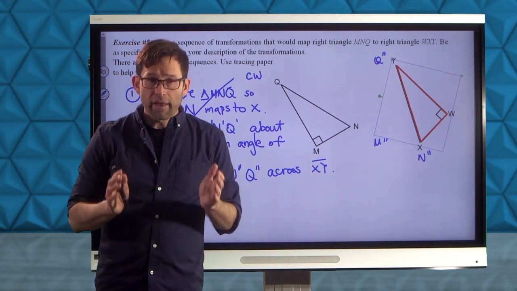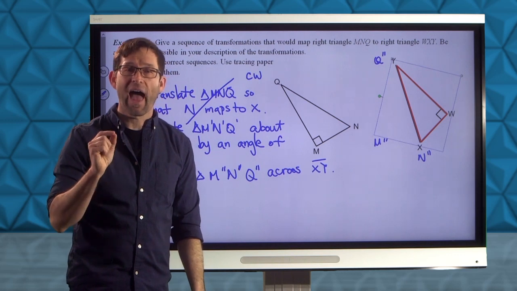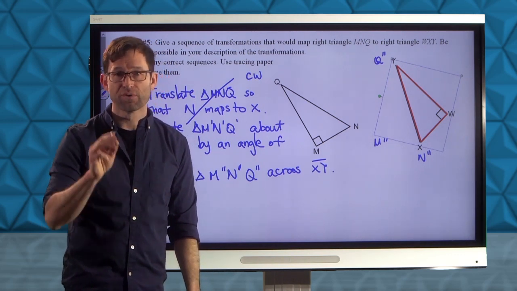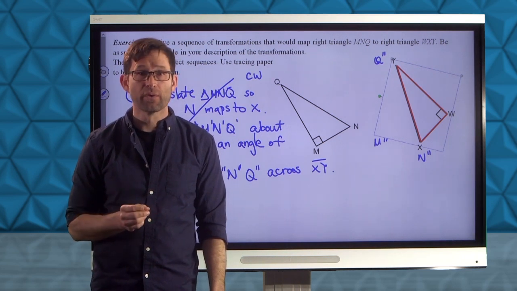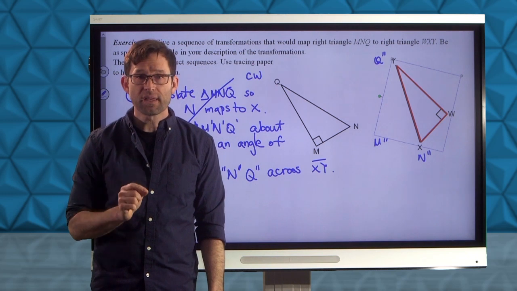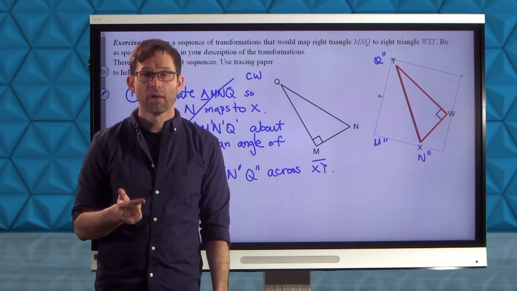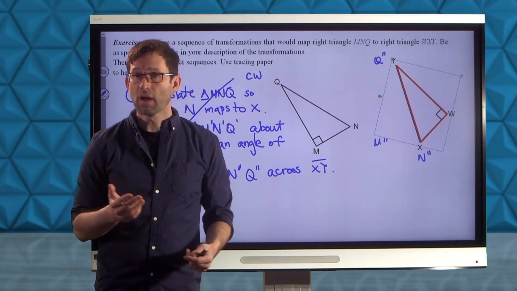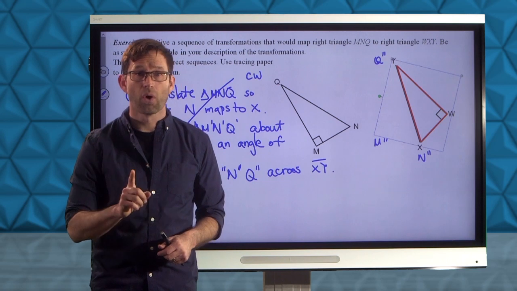One of the nice things about problems like this is that you would have at most 3 steps. Oftentimes it's only 2, depending on whether or not you really need to have a reflection. In this case, we had to have all of them: a translation, a rotation, and a reflection. Sometimes you'll only need 2 out of the 3. Sometimes, as we saw in previous exercises, only 1.